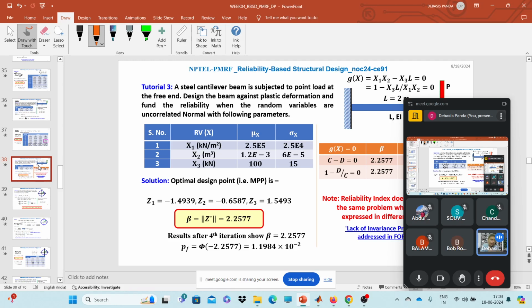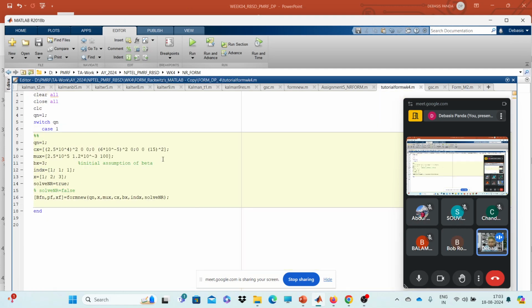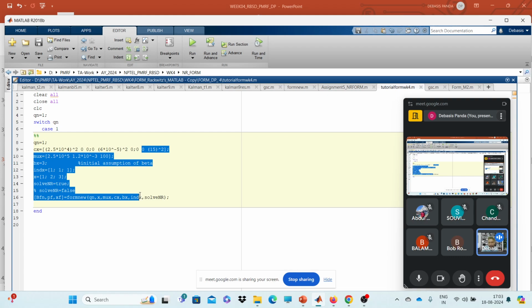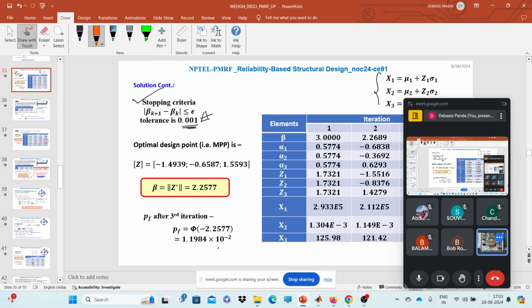That is very important for the correlated and uncorrelated cases: how to solve them, and how to make the function file for it. If I go directly to the function files today, all of them, it will be very problematic. So I will upload only one problem, this first problem, that means this cantilever beam problem.